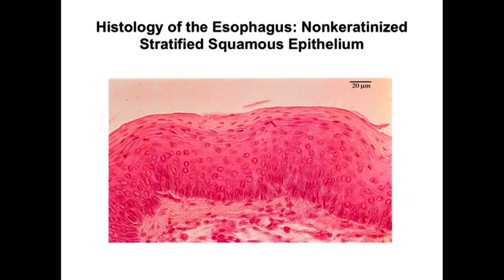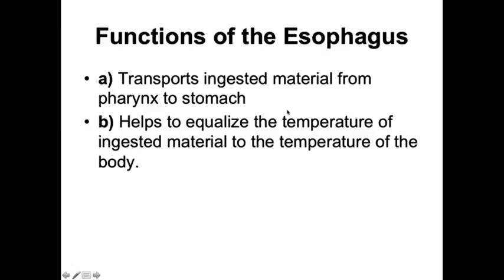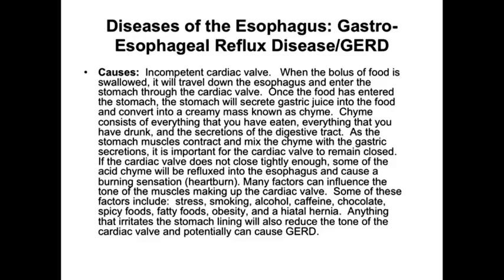The esophagus is stratified squamous epithelium. When you look at the top layers here, we can see that it's many, many layers, so it's stratified, and these are flat, irregular cells, so stratified squamous epithelium. The function of the esophagus is to transport the ingested material from the pharynx to the stomach, and it's involved with equalizing the temperature of the food going from the mouth into the stomach.